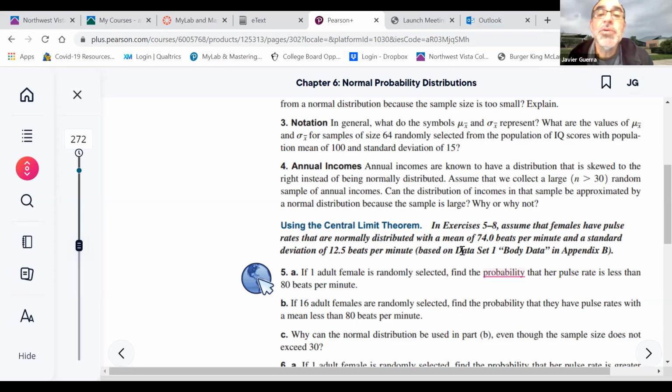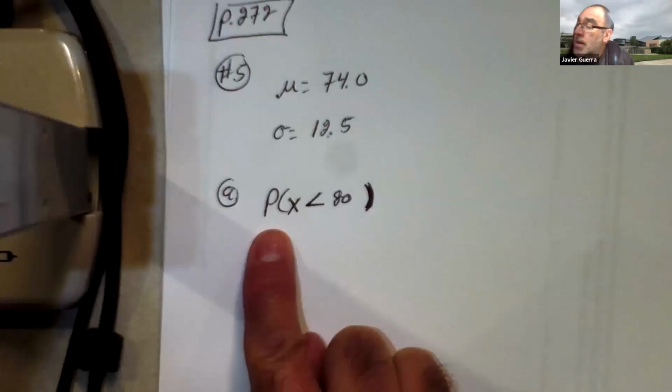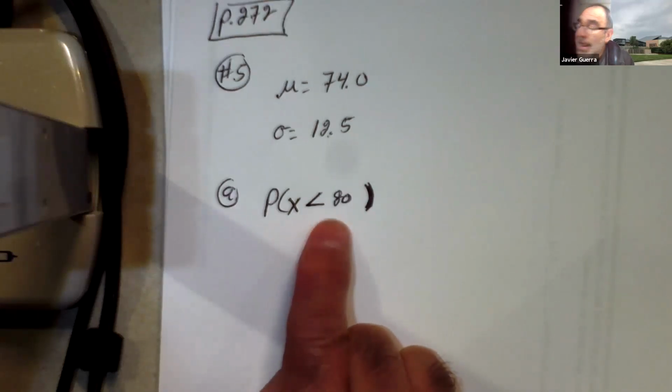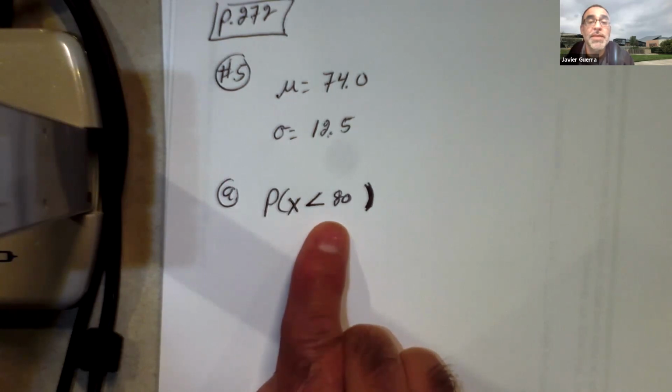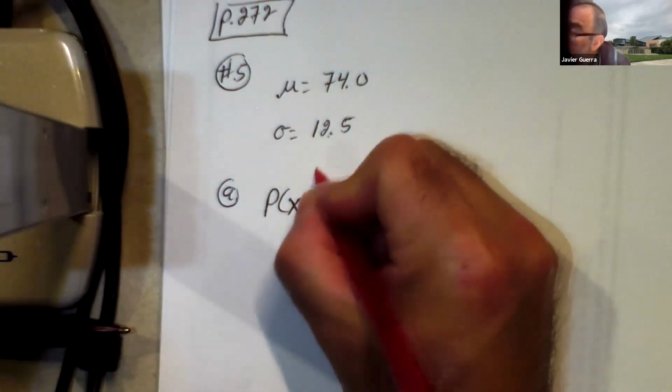All right. So do you guys understand just by number 5 why the probability is written like this? P, parentheses, X is less than 80. Does that make sense? Because I think it said less than.